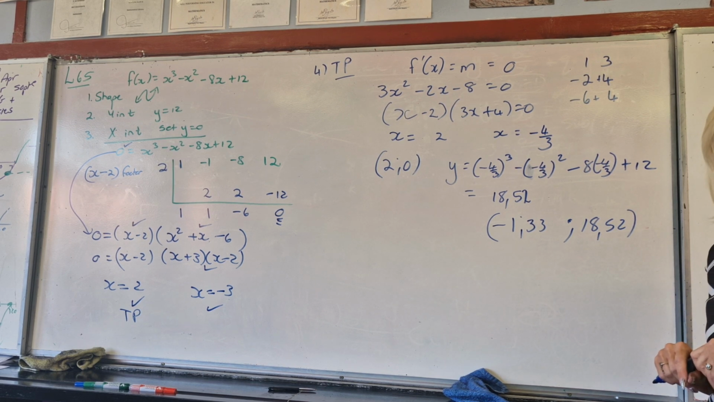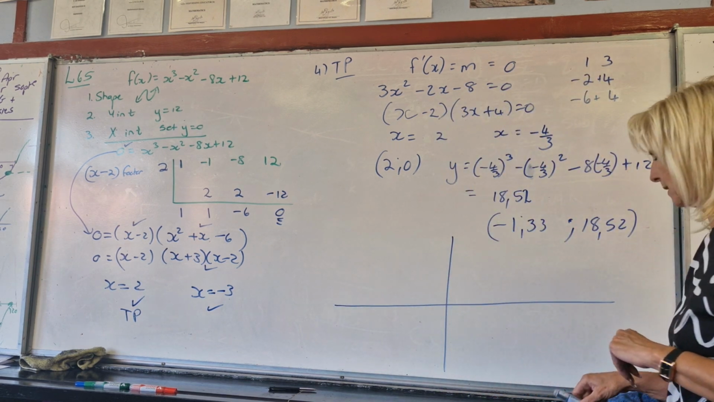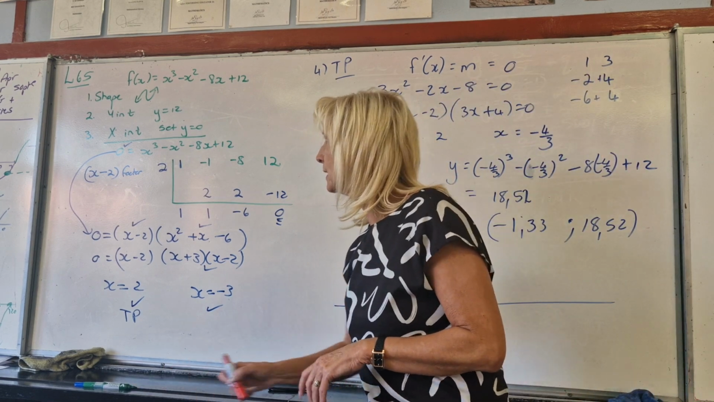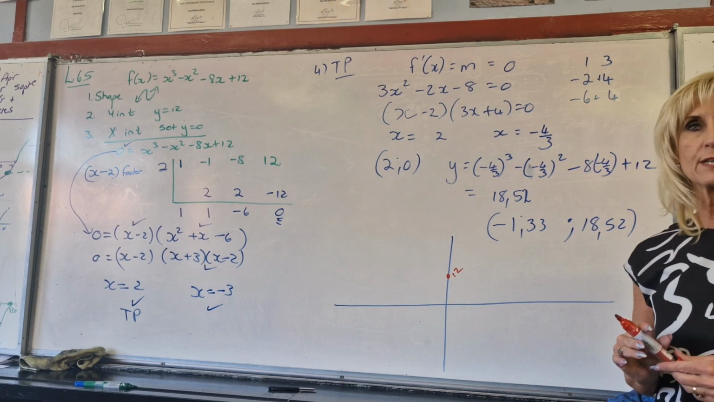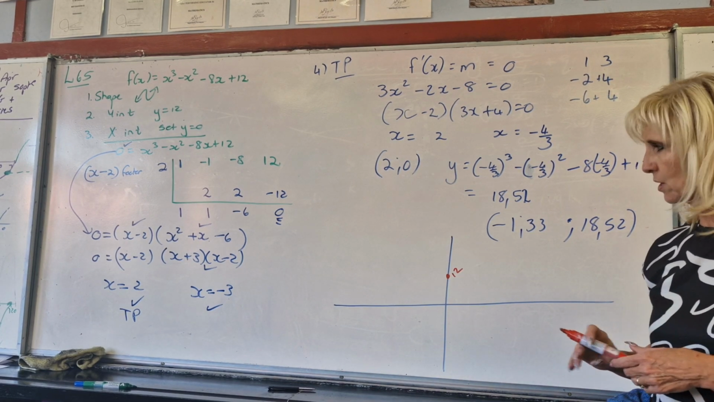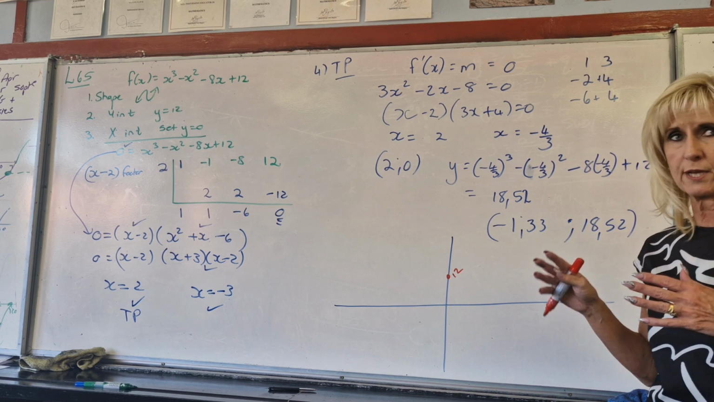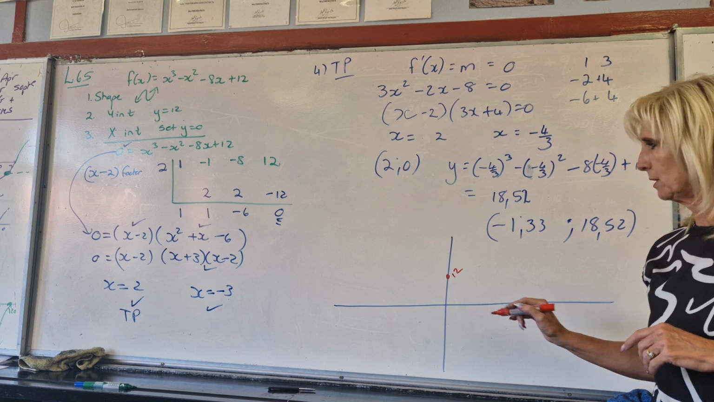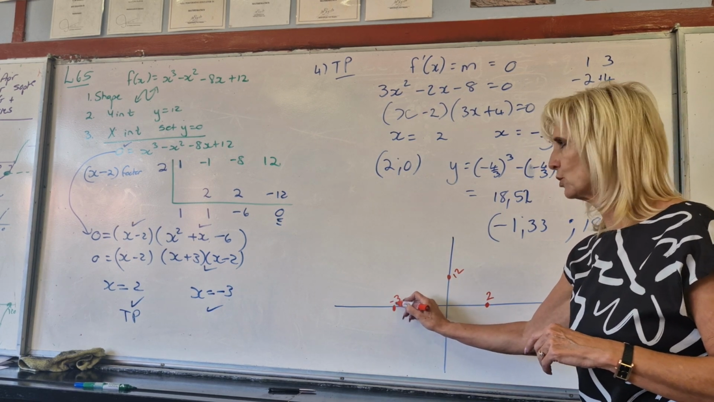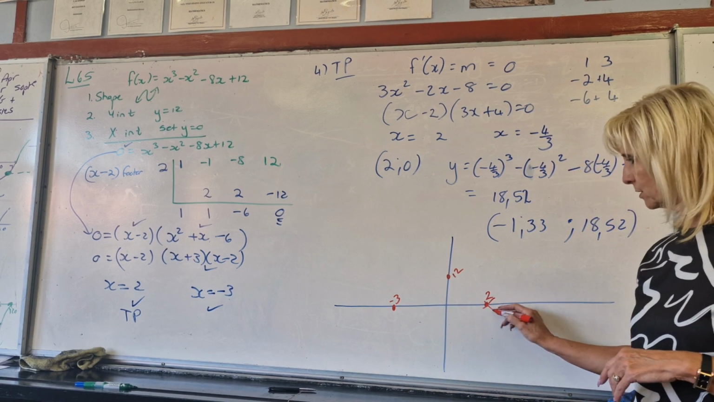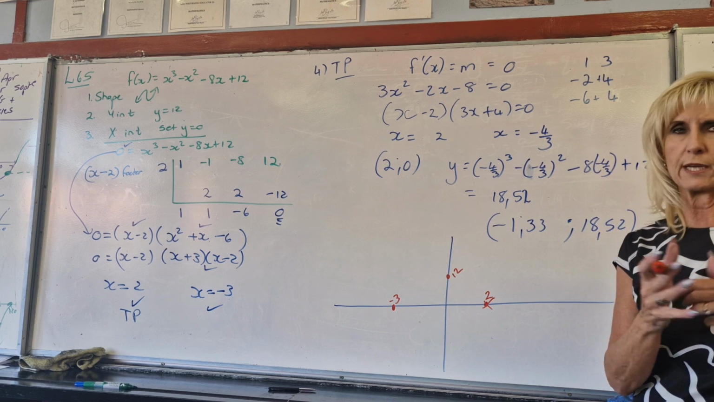Can I now sketch it? Yes, we can. So if we need to sketch it, we need the set of axes. We need the y-intercept that was 12. Who says that's 12? Remember, we're busy with sketch graphs. So I could give you 120. Doesn't matter, because you're not going to go according to scale. Your x-intercepts were 2 and negative 3, but you know that it should be turning by 2, and that's where I always put a little cross. It's up to you what your technique is.